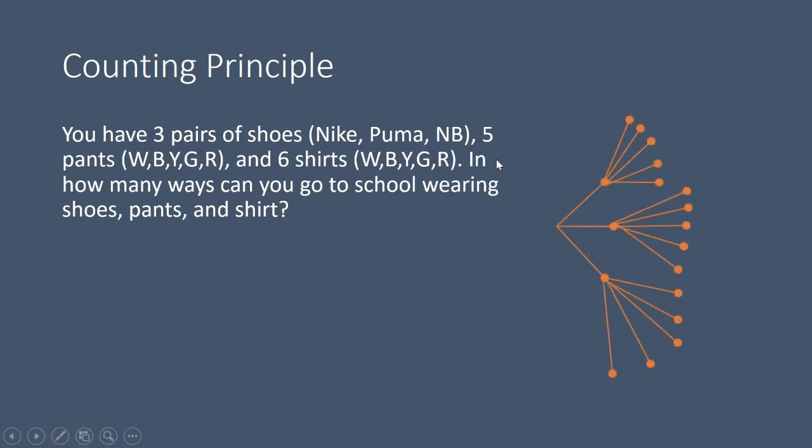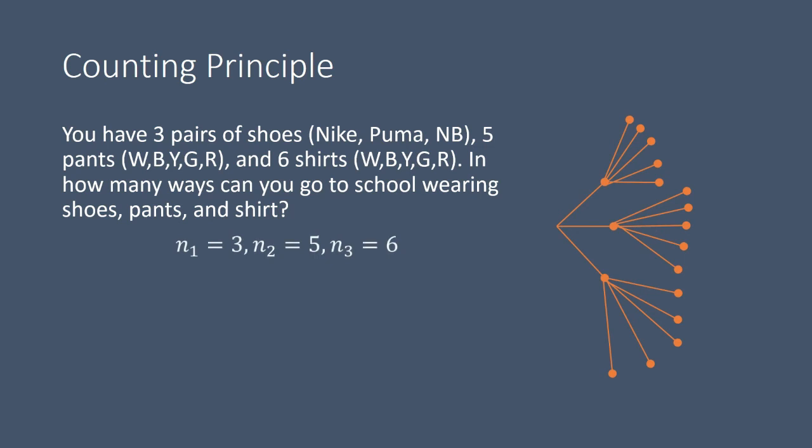Using the tree diagram, this is how you will do it. First, you will choose from 3 pairs of shoes. This one stands for Nike, Puma, and New Balance. After that, you will choose from among the 5 pants: white pants, black, yellow, green, and red. Then you will have another branch of lines here that would stand for the shirts. Again, for each of these points, you will have 6 branches. If you were to do the tree diagram, this is a lot of drawing and diagramming to do, and it's not convenient.